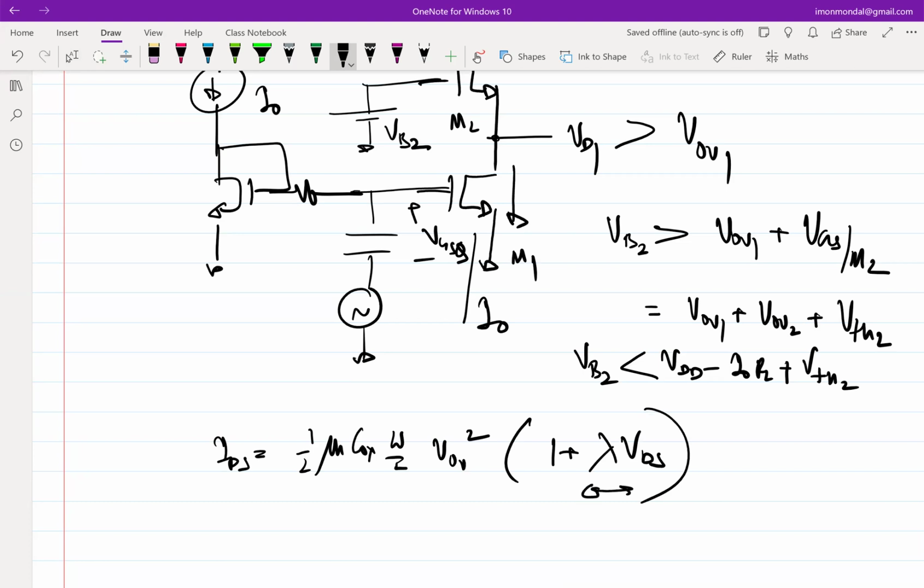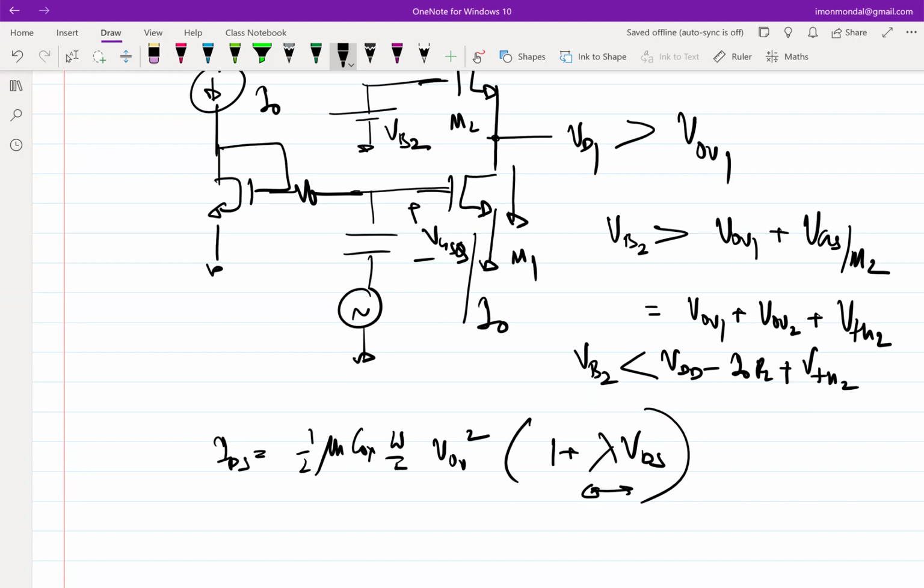This lambda term was the genesis of that output resistance, right? If lambda were 0, then your transistor is an ideal current source, because the transistor current does not depend upon VDS. The VDS dependence comes because of lambda. Now, depending upon what technology or process you are using, the value of lambda times VDS can be quite large with respect to one.